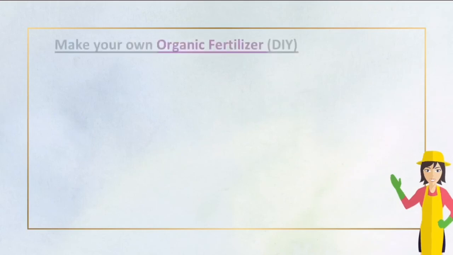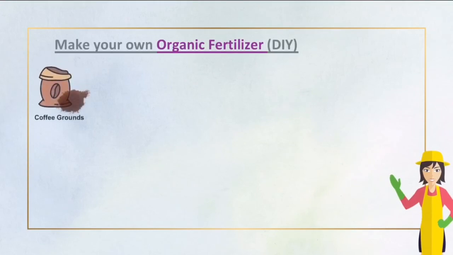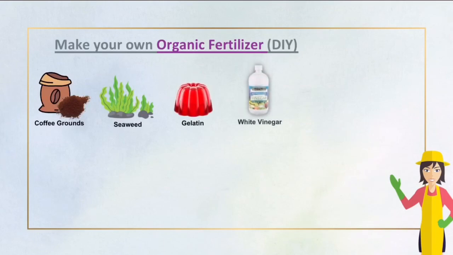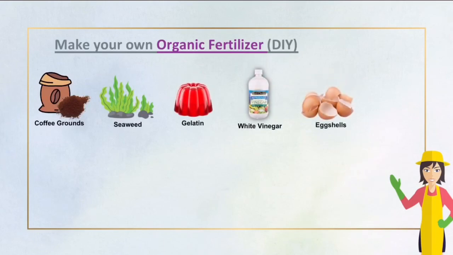Since we are staying at home and we might have a lot of free time, why don't we learn to make our own organic fertilizer? The items you can use are coffee grounds, seaweed, gelatin, white vinegar, eggshells, and lastly, banana peels. Did you notice that most of the items I mentioned, you already have at home? So instead of throwing them away, maybe you can give them to your plants.